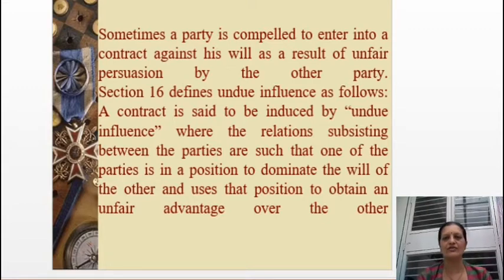A contract is said to be induced by undue influence where the relations subsisting or existing between the parties are such that one of the parties is in a position to dominate the will of the other and uses that position to obtain an unfair advantage over the other. For example, in the case of a teacher and student or a banker and his client, one of the persons is in a dominating position over the other party.